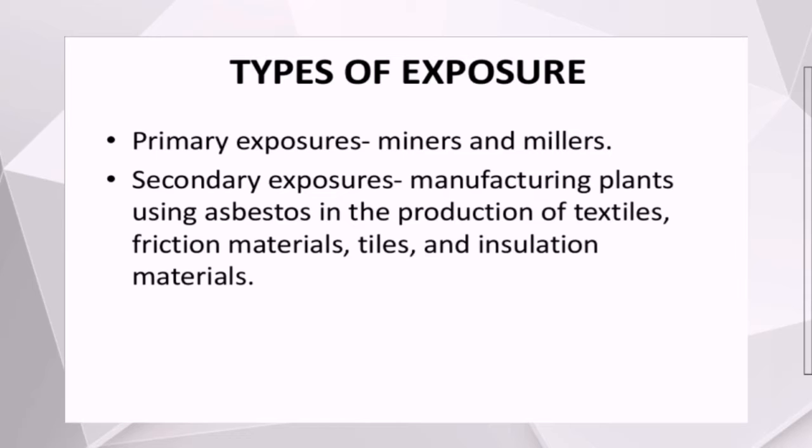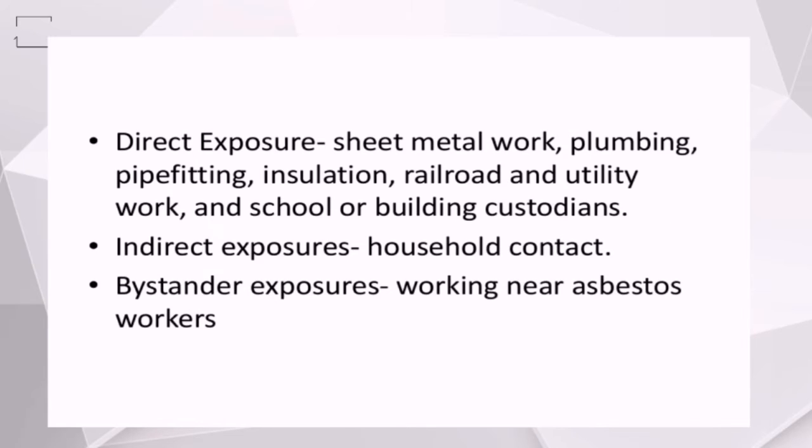There are two types of exposure. Number one is the primary exposure, which occurs in miners and millers. The secondary exposures occur in people working in manufacturing plants using asbestos in the production of tiles, friction materials, tires, and insulation materials. Direct exposure occurs in people working in sheet metal work, plumbing, pipe fitting, insulation, railroad, and utility work, or school or building custodians. Indirect exposure occurs through household contact with the materials having asbestos. The bystander exposures, it means people working near the asbestos workers or asbestos related factory.